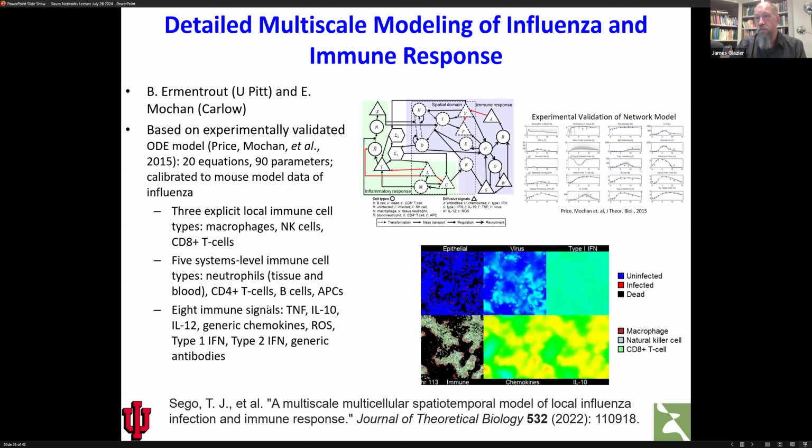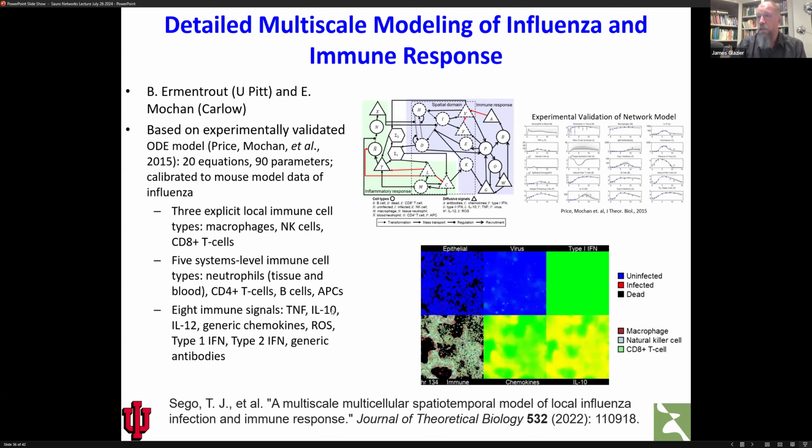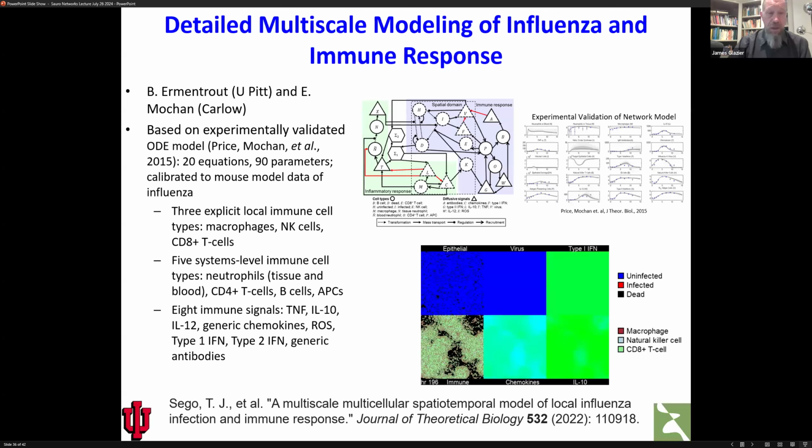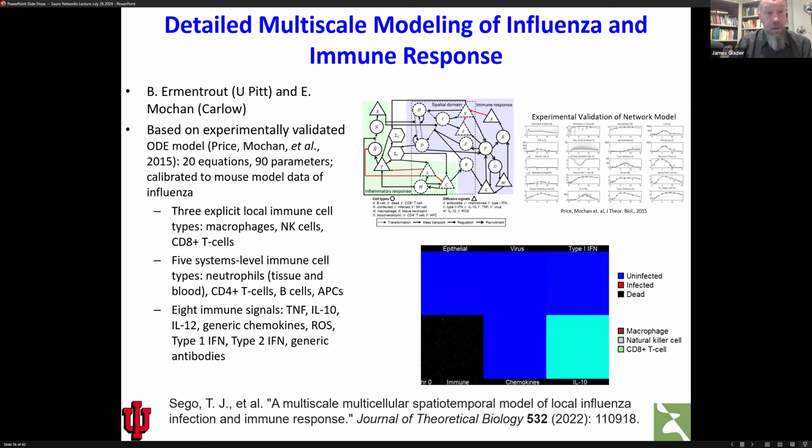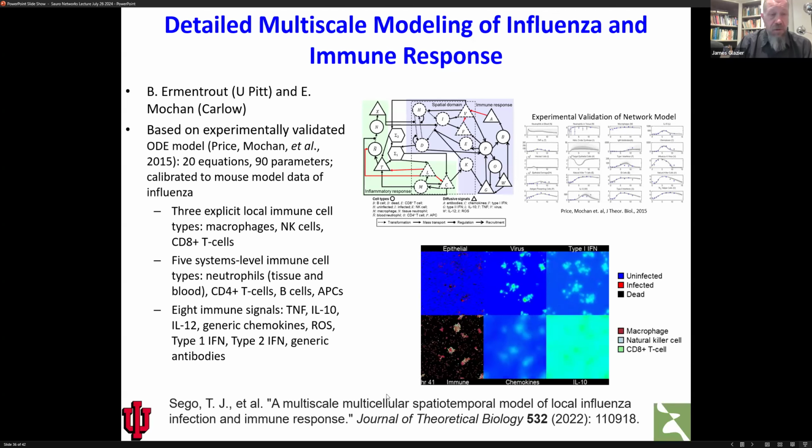And so you have the various immune cell types represented explicitly, many of the chemical signals as chemical fields, and we're able then to calibrate this very complex spatial model of immune response to reproduce the time series that are observed in the animals.